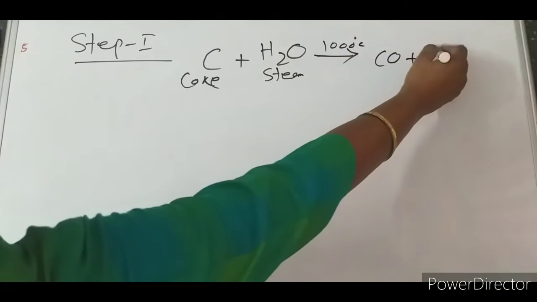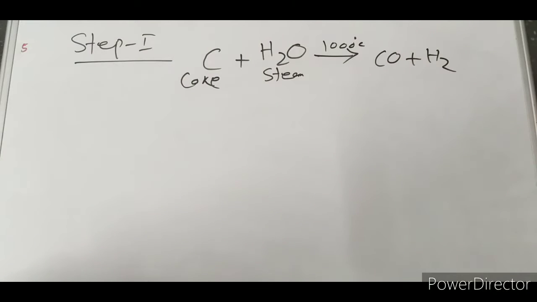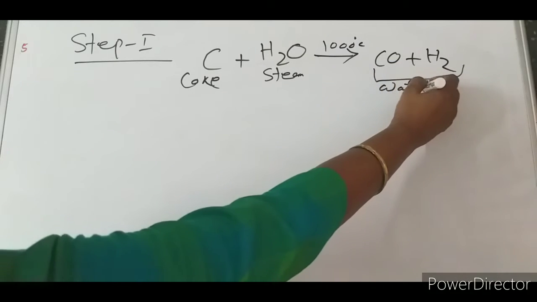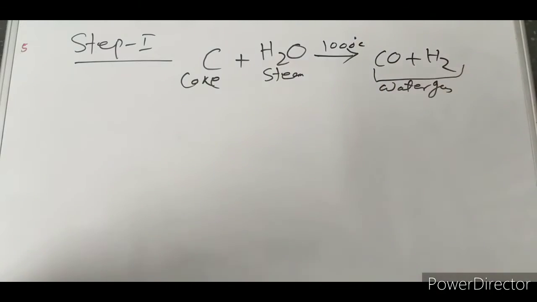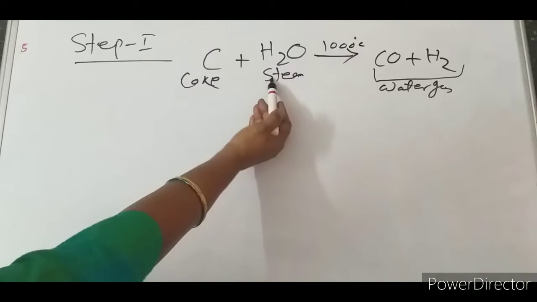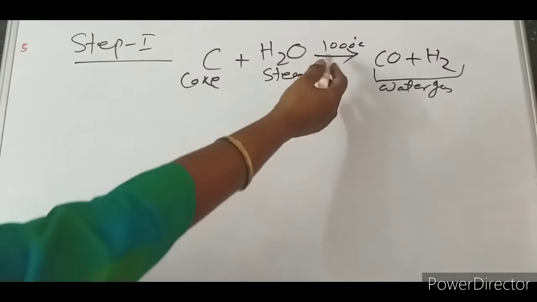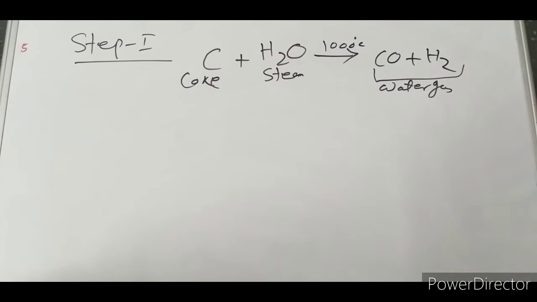What are we getting? Carbon monoxide along with hydrogen. This combination is known as water gas, and it is equimolar, in the sense that the volumes of carbon monoxide and hydrogen will be 1:1. So passing steam over hot coke at 1000 degrees Celsius produces water gas.